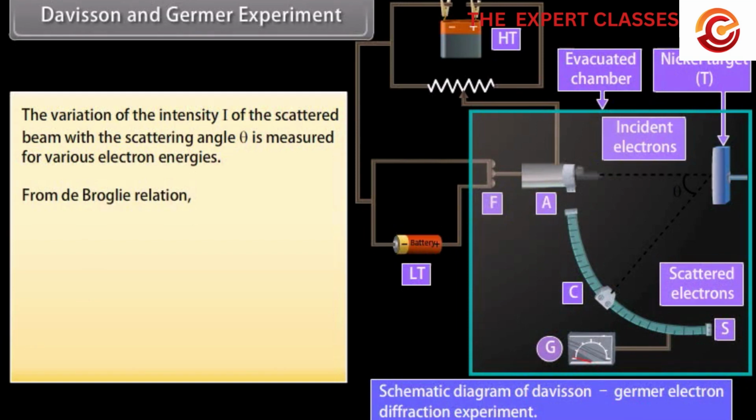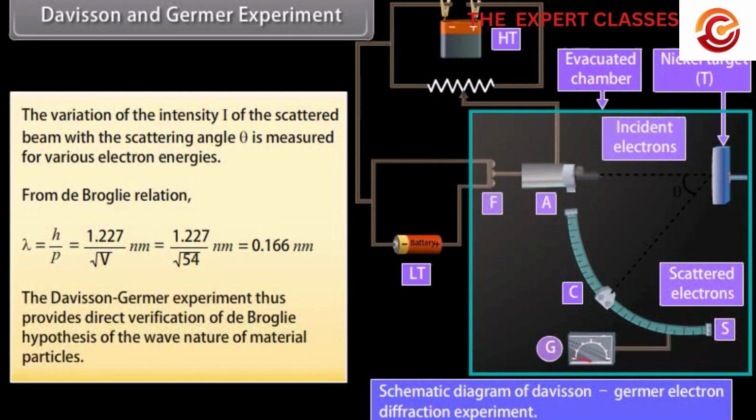For these electrons accelerated through a potential difference of 54 V, lambda equals h by p, which equals 1.227 by square root of V nanometer, equals 1.227 by square root of 54 nanometer, which equals 0.166 nanometer. The Davisson-Germer experiment thus provides direct verification of de Broglie hypothesis of wave nature of material particles.